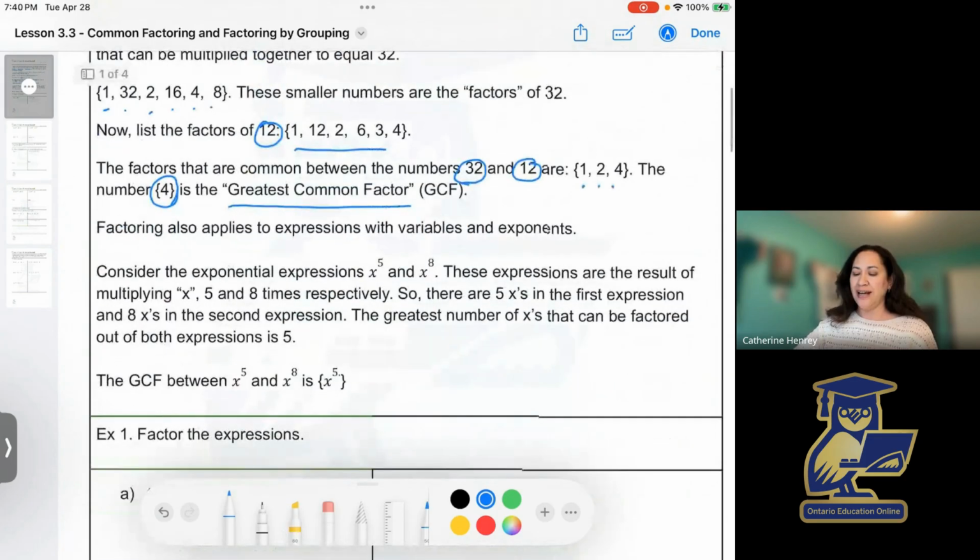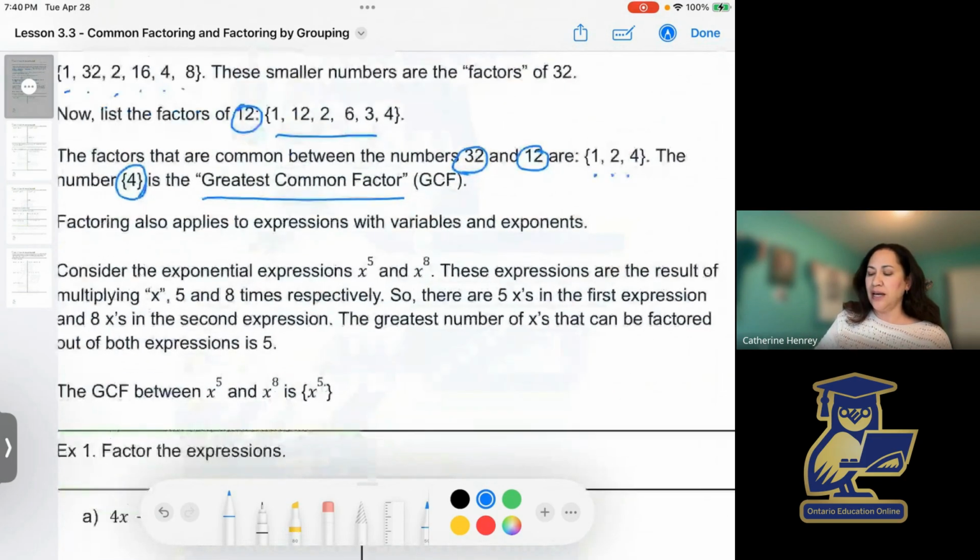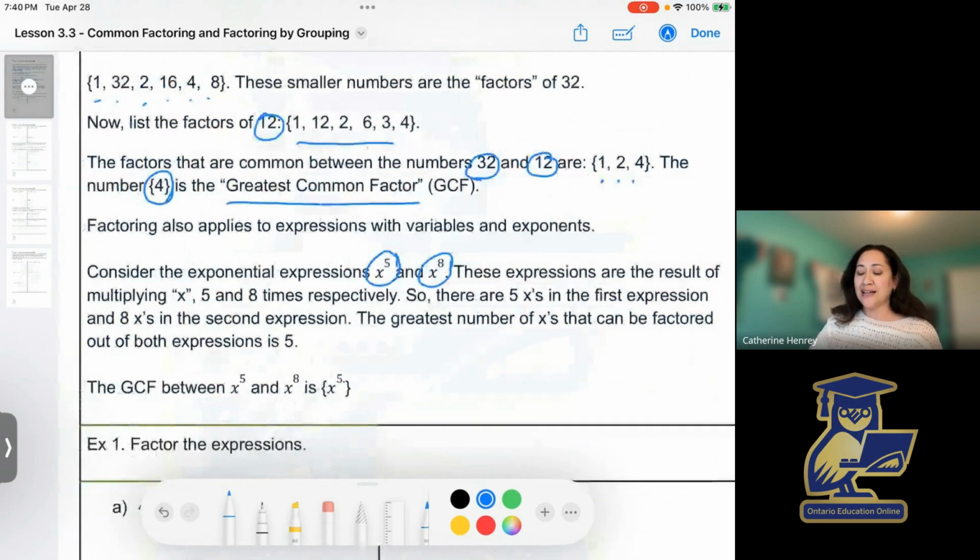So let's think about an exponential expression. What if we have something like x to the power of 5 or x to the power of 8? These expressions are a result of multiplying x 5 times and 8 times respectively. So there's 5 x's in the first expression and 8 x's in the second expression. So the greatest number of x's that can be factored out of both of those expressions is 5 x's. So here it is. The GCF, or the greatest common factor, between x to the 5 and x to the 8 is x to the exponent of 5.